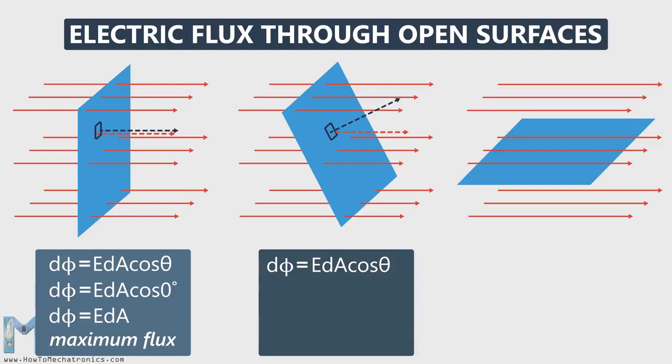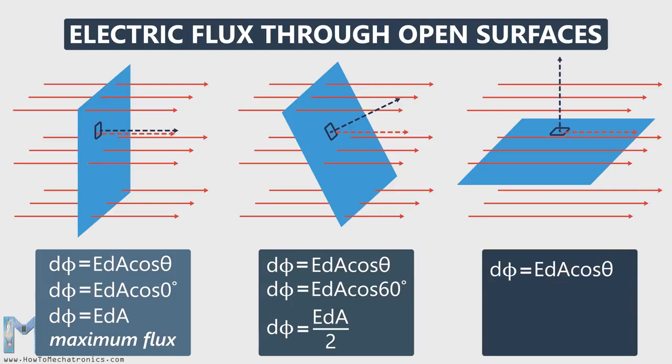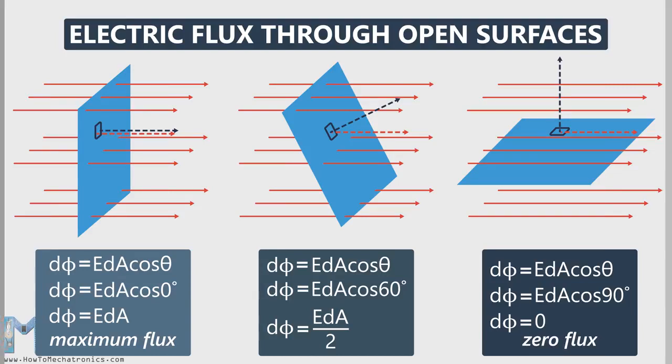In the second case, the angle between E and dA, θ, is 60 degrees and cosine of 60 degrees is 0.5, so the electric flux will be half of E times dA. In the third case, the area is parallel to the electric field, which means that their vectors are perpendicular to each other, and the angle θ between them is 90 degrees. Cosine of 90 degrees is 0, so the electric flux here will be 0. This means that nothing goes through this rectangle, so the flux is 0.